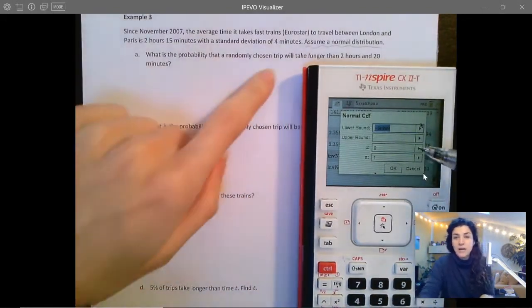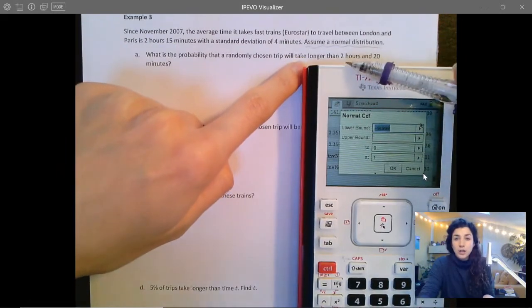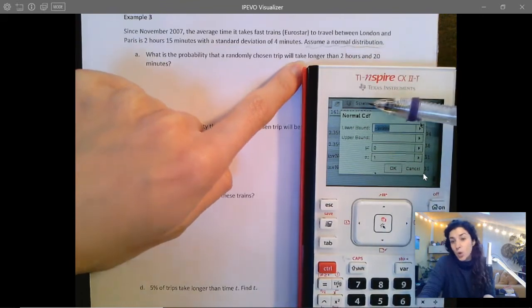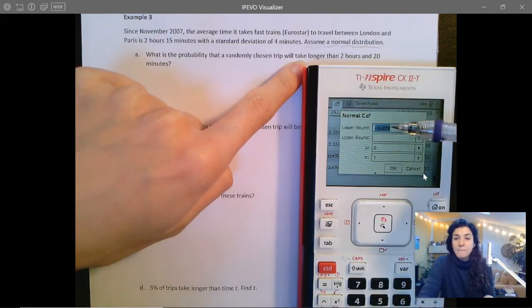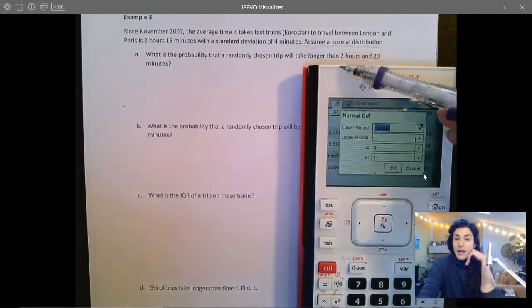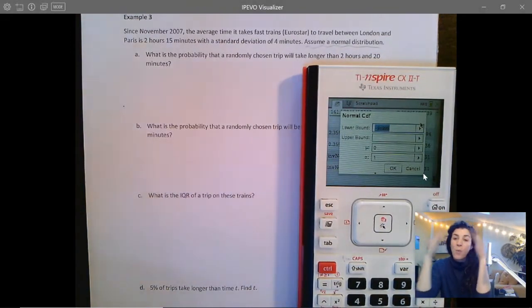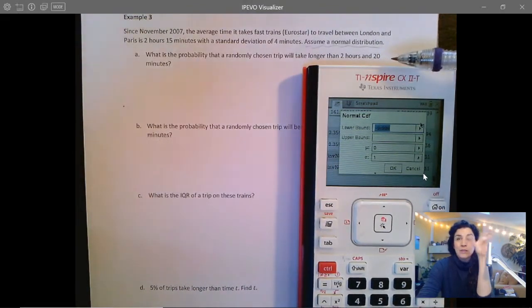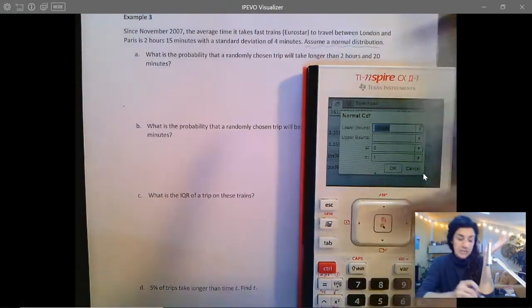we're asked to find the lower bound. Longer than 2 hours and 20 minutes means that we want to be at that or above. And what we would put here is kind of hard with hours and minutes because 1 hour is actually 60 minutes. So a lot of people would want to do this as like 2.2 hours, which is incorrect. So whenever I'm given hours and minutes together, what I want to do is convert everything into minutes to keep it consistent.